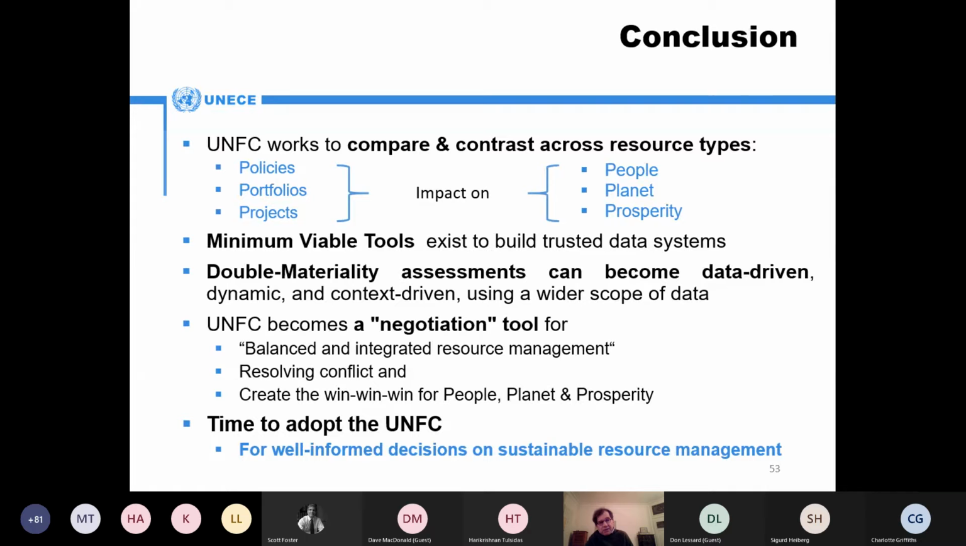And that's exactly the mission of the UN: resolve conflict, peace, and prosperity. And so we would welcome the dialogue for well-informed decisions on sustainable resource management.